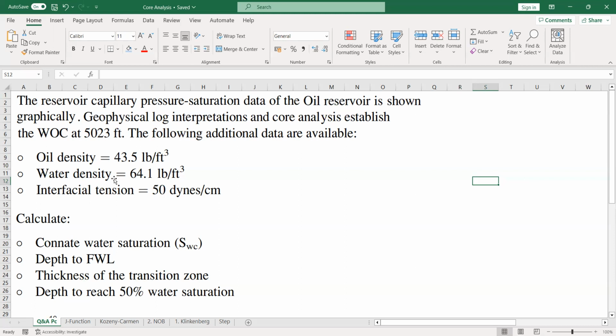And now we need to estimate or calculate the connate water saturation, SWC, and then also the depth to FWL or free water level, thickness of the transition zone, and depth to reach 50% of water saturation. So we have only this data: water oil contact depth, oil density, water density, interfacial tension, but we need to address these issues. Connate water saturation, free water level, thickness of the transition zone, and depth to reach 50% of water saturation. And by the way, we also have this plot.